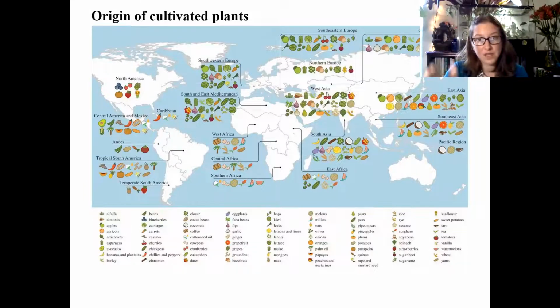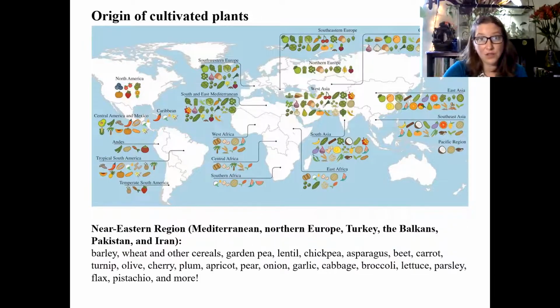But check out this map. I don't have time to go through every single thing on it, but look at all of the different cultivated plants that we still get to consume today. Just to highlight a few things: if we look at that Near Eastern region, which is the Mediterranean and Northern Europe, Turkey, the Balkans, Pakistan, and Iran, you're looking at lots of different grasses, so barley, wheat, and other cereals, and different beans, like chickpea, lentil, and garden pea.